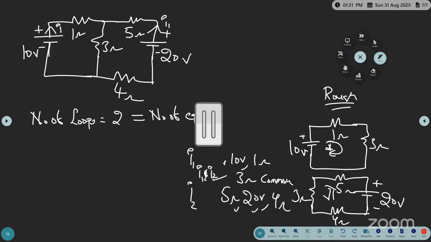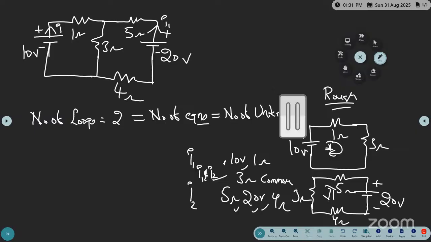Number of equations is equal to number of unknowns. Okay, so step 1 is to identify the number of loops present in a given problem. Number of loops is equal to number of equations. For example, a problem consisting of 2 loops, we have to get 2 equations, and we have to get 2 unknowns. Number of equations is equal to number of unknowns.